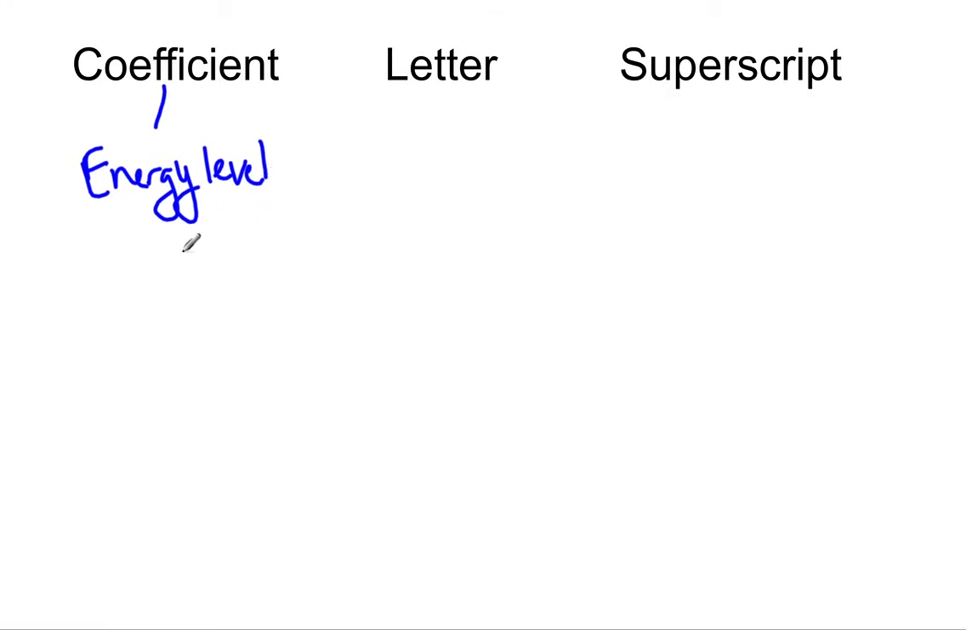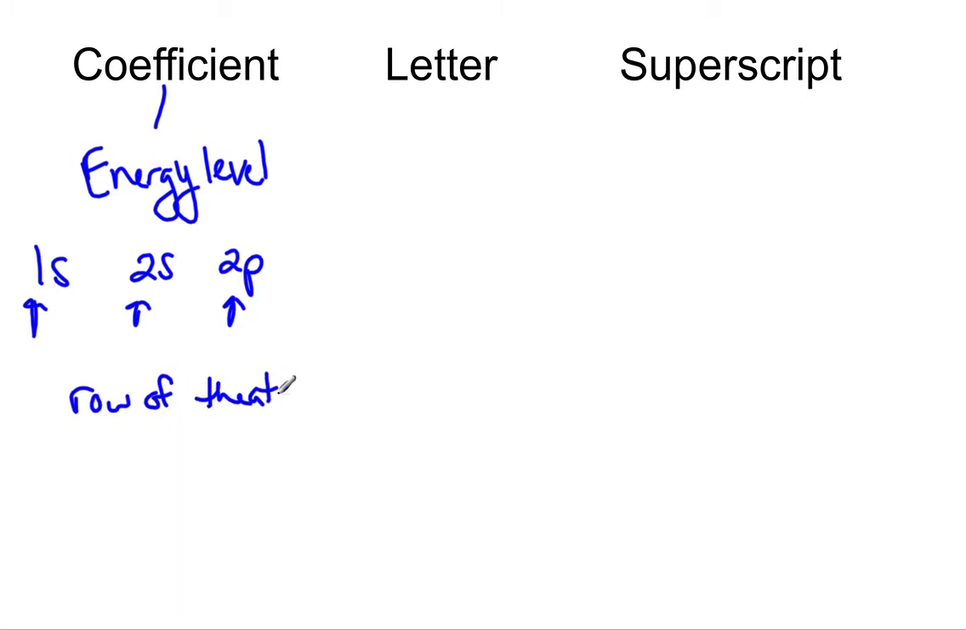Which energy level are you filling? Are you in the 1s? Are you in the 2s? Are you in the 2p? Which energy level are you in? Now that's going to correlate to rows of the theater, or it can correlate to rows on the periodic table, which we'll get into in a future lesson. So rows on the periodic table is going to be equal to the energy level, for the most part.